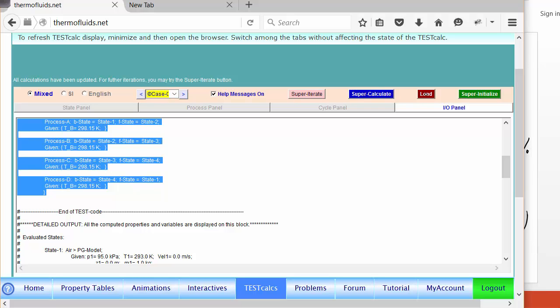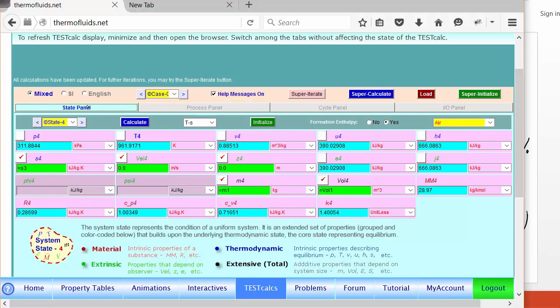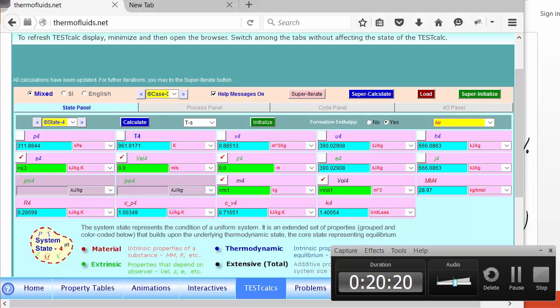You can also do a bunch of parametric studies. Suppose you change a parameter and click the super calculate button, you can see how it impacts the efficiency or the net work output, etc. So I'll stop here and let you pursue whatever what-if scenario your mind can envision.